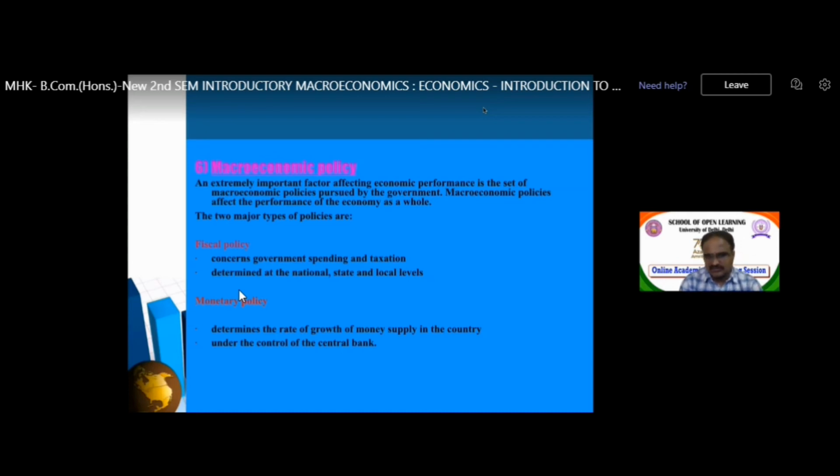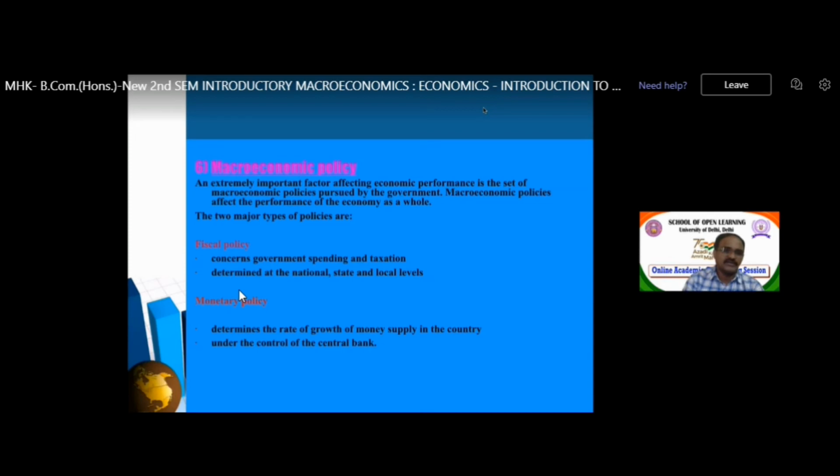That is the monetary policy. What is the monetary policy? Monetary policy is the policy related to the supply of money, controlled by the central bank. What are the factors to determine? They determine the rate of growth of the money supply in the country. The factors are the supply of money and demand for money. Okay, so monetary policy is the policy related to controlling the supply of money.